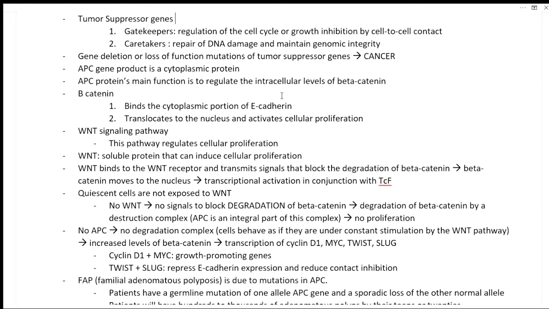They can be thought of in two different groups. One is gatekeepers. Gatekeepers regulate the cell cycle, so their products are things that will regulate the cell cycle or lead to growth inhibition by cell-to-cell contact, like we talked about earlier. Another group are called caretakers. These repair DNA damage. They maintain genomic integrity to prevent tumors from forming. Gene deletion or loss of function mutations of tumor suppressor genes will lead to cancer.